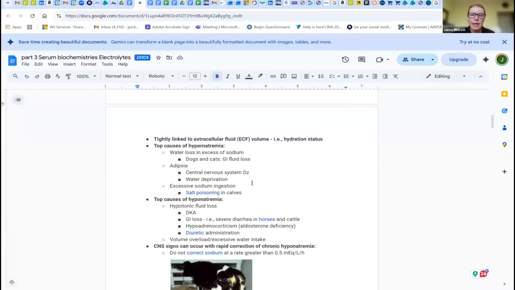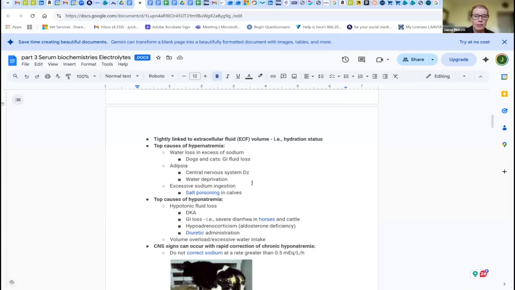So here's the key safety point. If you correct chronic hyponatremia too fast, especially more than 0.5 mEq/L per hour, you can cause severe neurologic injury. So slow and steady is the rule. Otherwise, you're going to have CNS problems. So make sure it's done slowly.